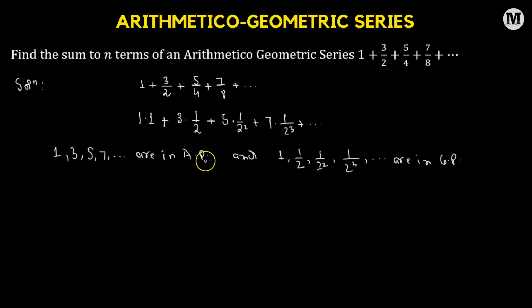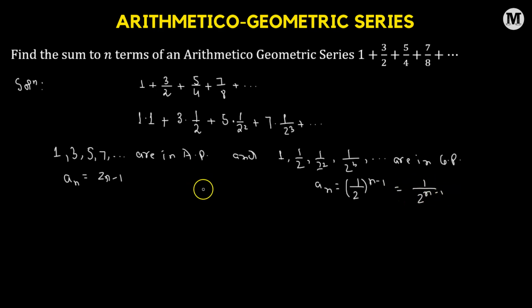Now that we have separated the arithmetic from the geometric, we can easily define its nth term. The nth term of the arithmetic progression is going to be 2n minus 1. And the nth term of the geometric sequence is going to be given by half raised to the power of n minus 1. Simply put, we have 1 over 2 raised to the power of n minus 1.